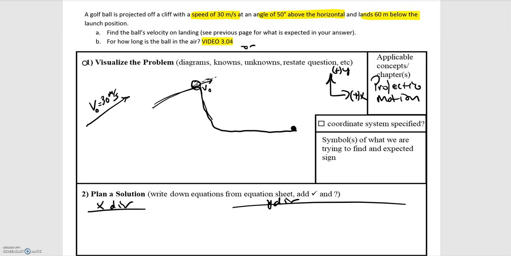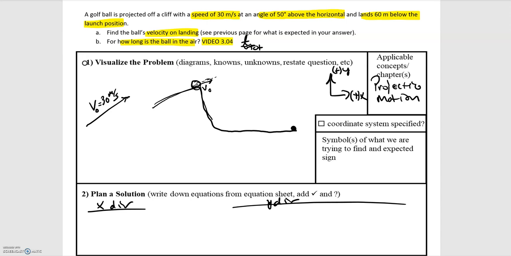We know that it lands 60 meters below the launch position. So it's going to be below where it starts. And we're asked to find the ball's velocity on landing, which is the final velocity of the ball. And then we're asked how long the ball is in the air. So we need to know the total time.